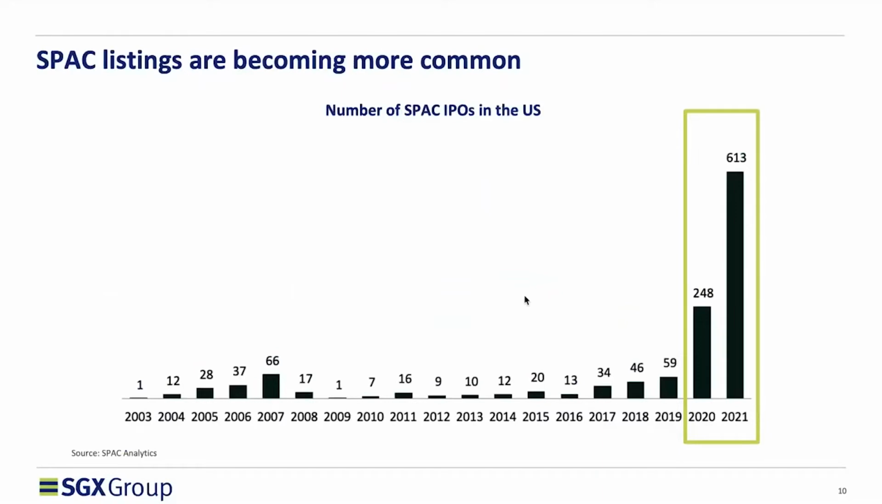So what is very clear is that SPAC listings are becoming more common. If you were to look at the number of SPAC IPOs in the US, back in the previous peak, and this was in 2007, there were 66 SPAC IPOs in the US. But if you look at 2021, then that actually increased to 613, which is significantly higher than the previous peak. So it is very apparent that SPAC listings have become more common.